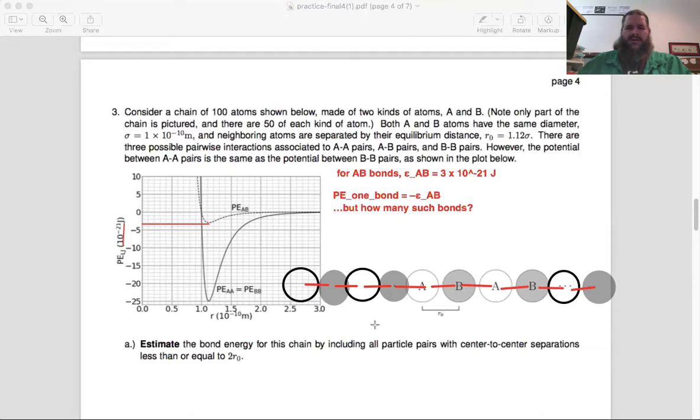Yeah, it should be 99. Because if you've just got a chain of atoms lined up and you're talking about all the nearest neighbor bonds, there should be exactly 99 of those, one less than the number of atoms. For instance, the first atom is connected to the second, second is connected to third, third is connected to fourth, and so on. But the last atom is not connected to the last plus 1 atom. There is no last plus 1. So if there's 100 atoms, there should be 99 nearest neighbor bonds.